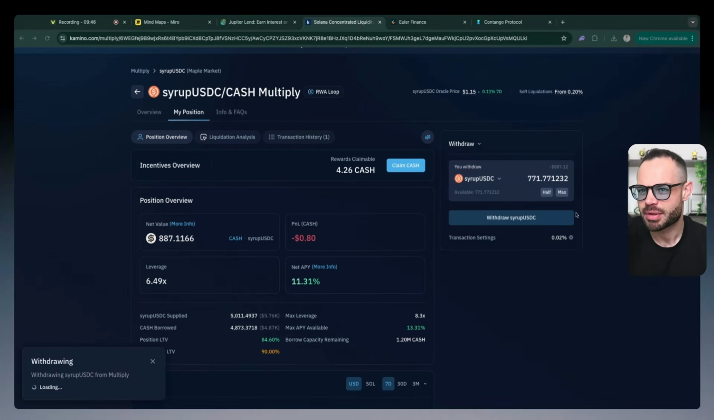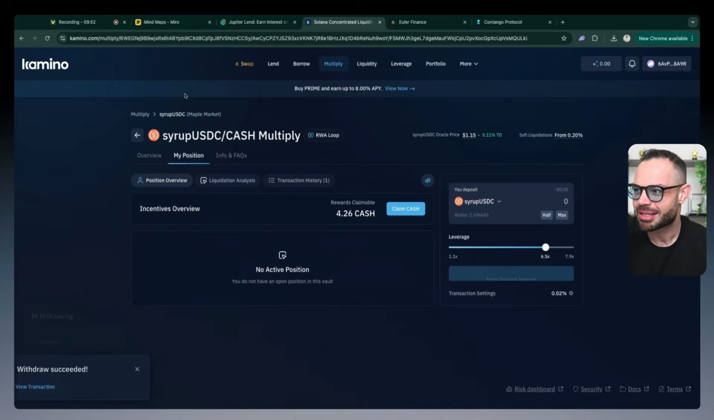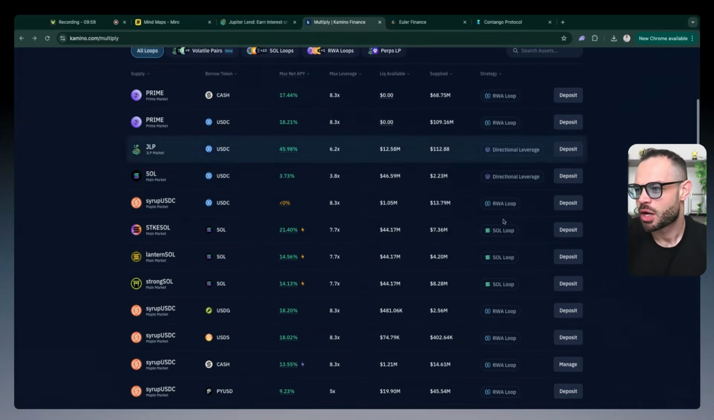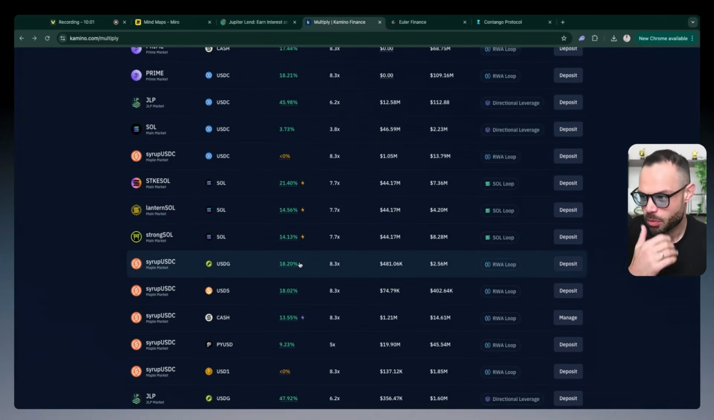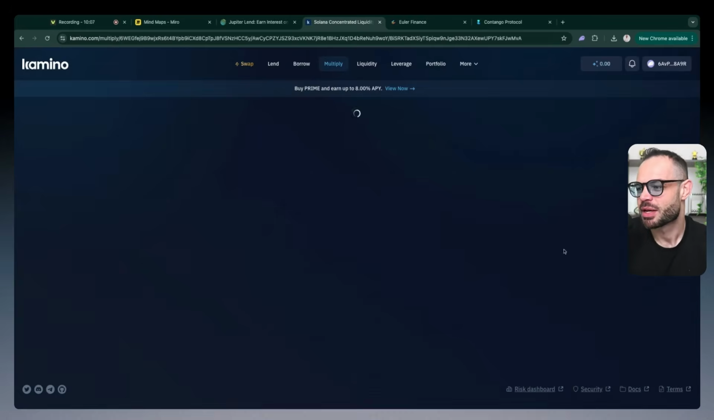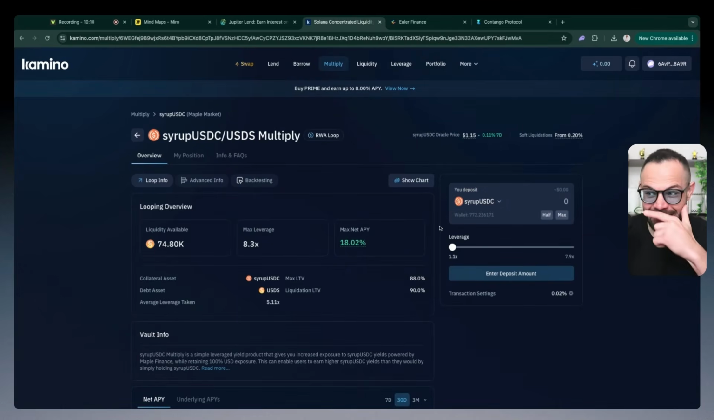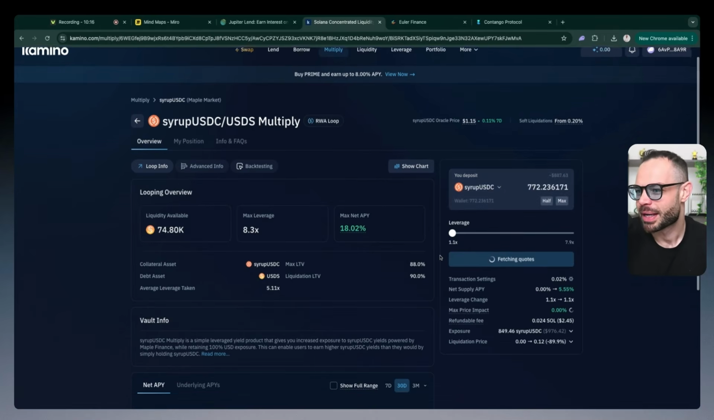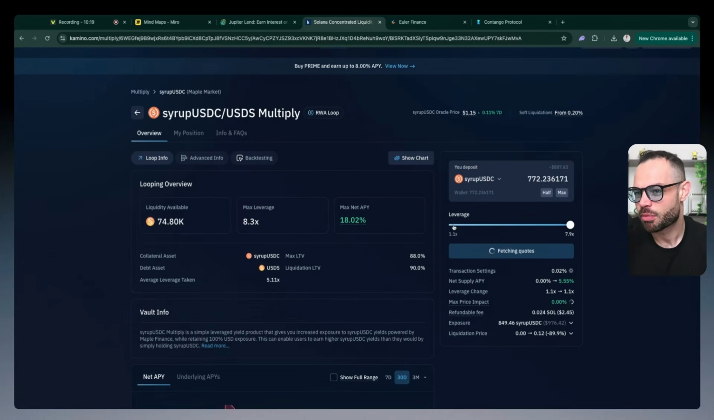So let's go ahead and do that very, very quickly so that we can think about actually looping up our exposure in a slightly different Syrup USDC interest rate arbitrage stablecoin looping pair on Camino, where we actually have a better net positive APY. So we can see here that the Syrup USDC USDS position is paying up to 18% on this particular stablecoin looping strategy. And again, I'm not going to want to use the actual full amount of multiplier here. You can see it will allow me to go up to 8x leverage, but I probably want to be somewhere around 6.3x.